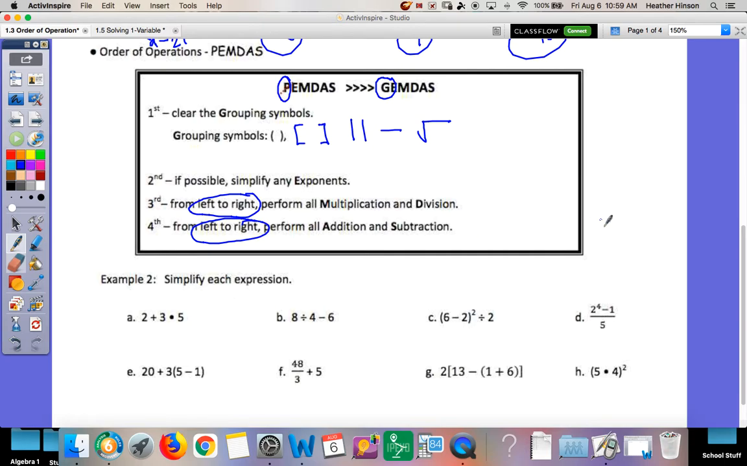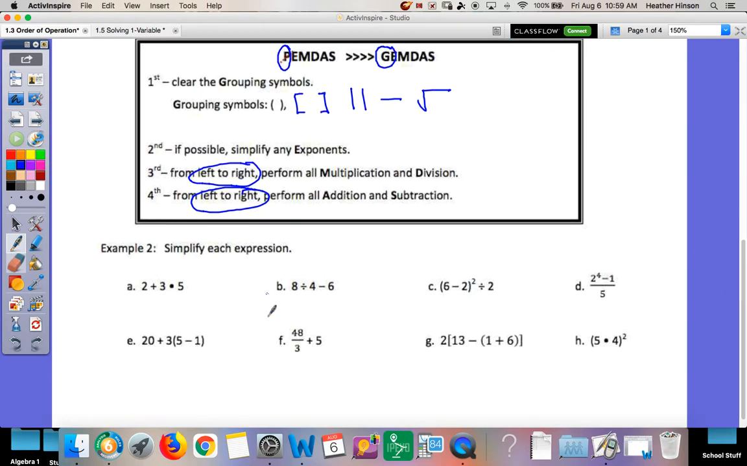So let's try these. For A, do we have any groups? No. Do we have any exponents? No. Any multiplication or division? Those are from left to right. Yes, we have multiplication. What is 3 times 5? 15. Do we have any addition or subtraction from left to right? Yes. 2 plus 15 is 17. And that is it.